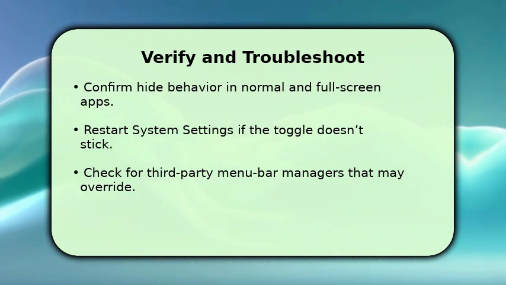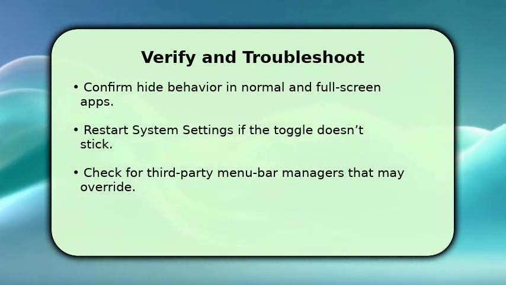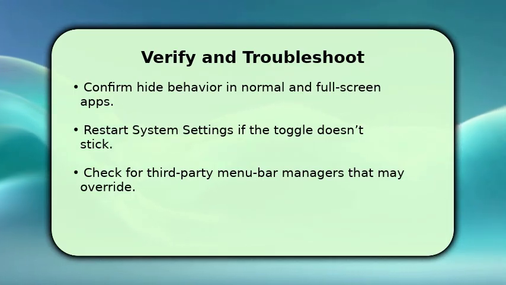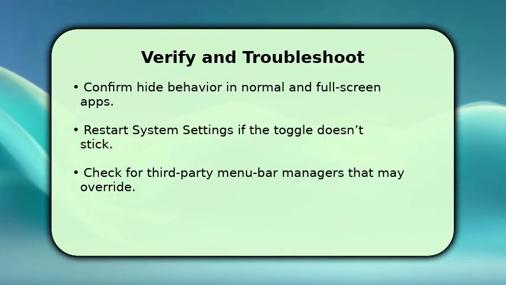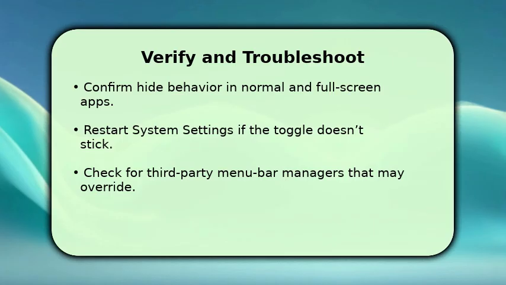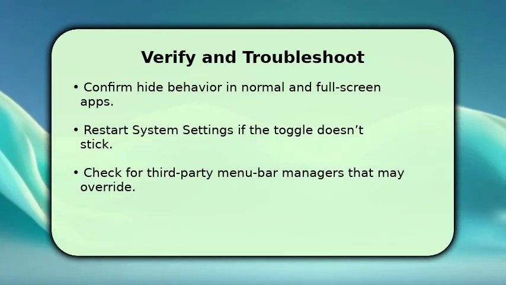If the menu bar reappears persistently, quit and reopen System Settings and restart your Mac to make the preference stick. Make sure no third-party utilities or accessibility settings are forcing the bar visible. Uninstall or disable those tools if they override the system toggle.